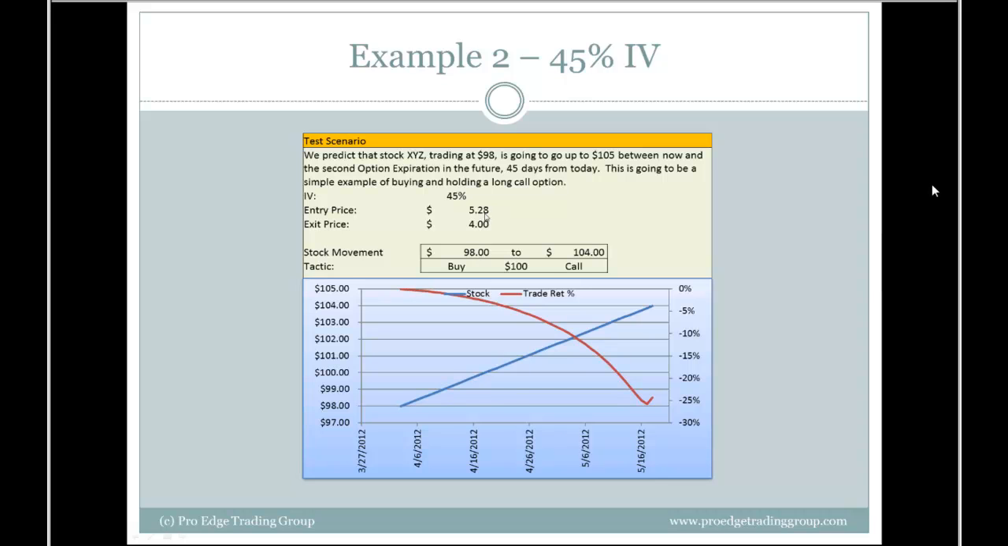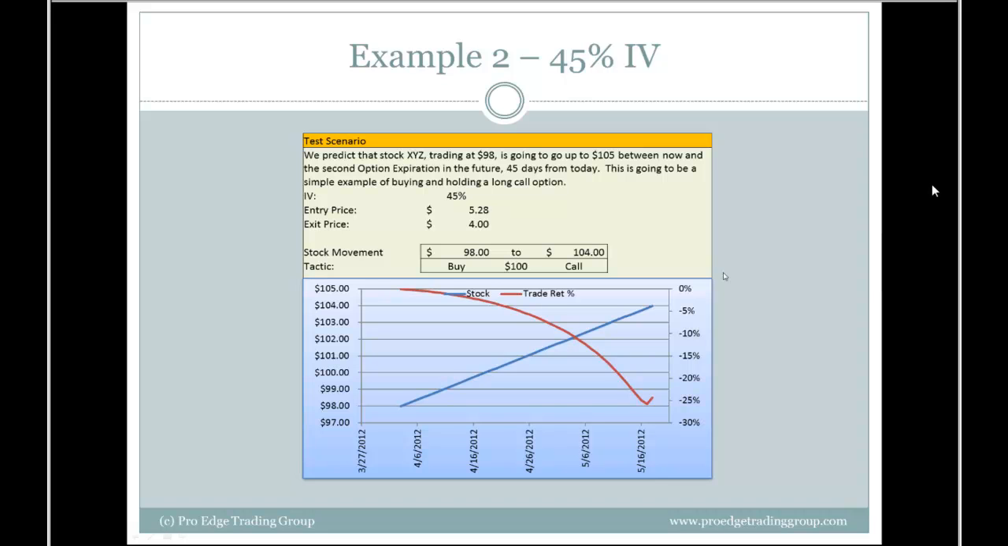way. Since we spent $5.28, the theta erosion of this trade took over. We were losing more each day than the option was gaining in value. So the value of this trade goes down and down and down until actually the very last couple of days, the intrinsic value starts taking over a little bit more. There's not much theta erosion left on it, and boom, we have a little pop. But we still end up with a 25% loss.